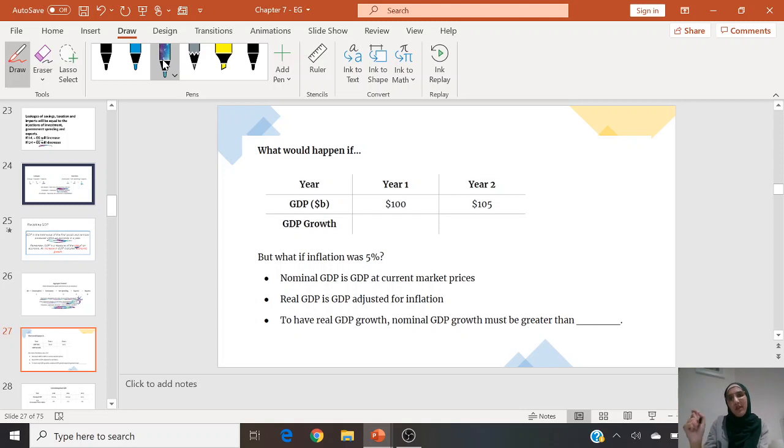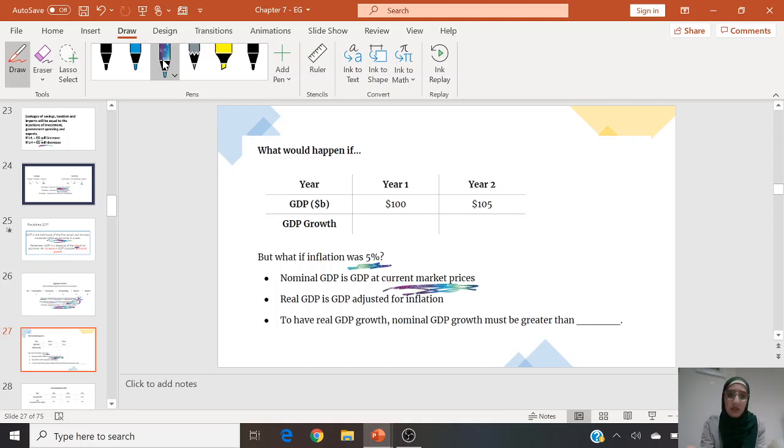It's because of inflation. We haven't done this yet, but when we come to the chapter on inflation, you guys will understand this concept well, as to why prices increase. Why do they have to increase, right? But anyway, so we know the GDP for year 1, year 2. But anyway, what if inflation was 5%? So nominal GDP is GDP at current market prices. Please keep that in mind.